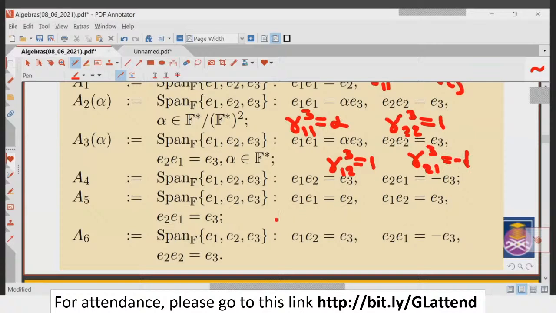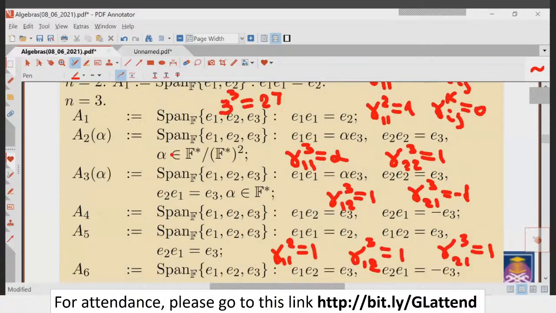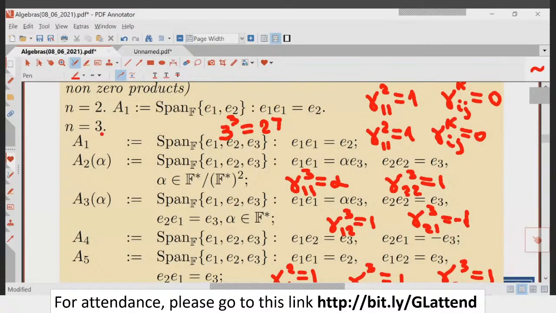Here, gamma 112 is 1, gamma 123 is 1, and gamma 213 is also 1, etc. So these are a list of associative algebras in dimension 2 and dimension 3.